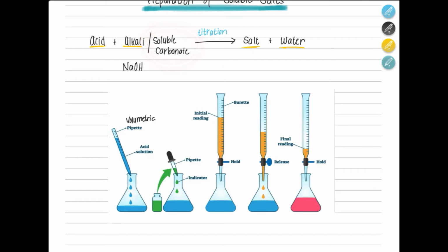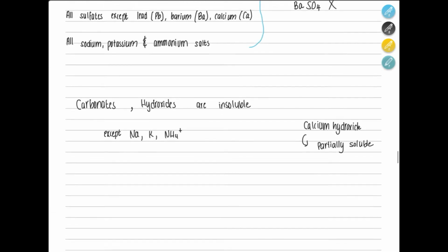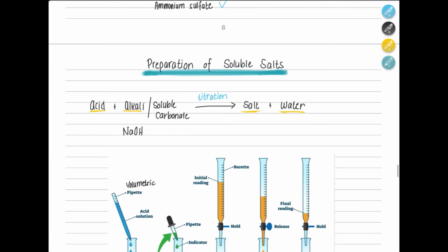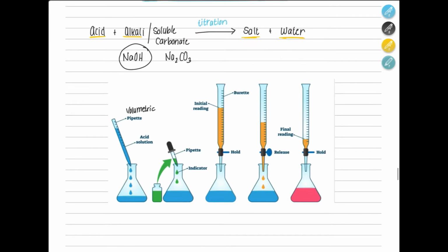What type of carbonates are soluble? Remember, all carbonates are insoluble except sodium, potassium, and ammonium. So we can say, let's say potassium carbonate or sodium carbonate. They're both soluble in water. Okay, so when you titrate them, you get salt and water. This is the basic method for titration.